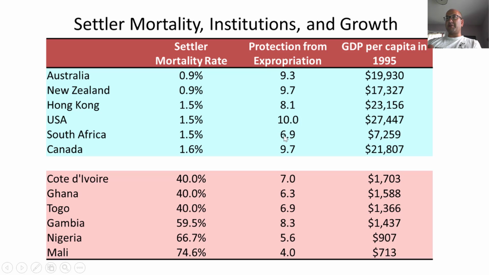South Africa has relatively lower property rights compared to the rest of this group. Gambia has relatively higher property rights. But if we look at that third column, it's pretty clear that the countries that have the lowest settler mortality rates and the best property rights also, on average, have higher incomes than those that had high settler mortality and now have low property rights.